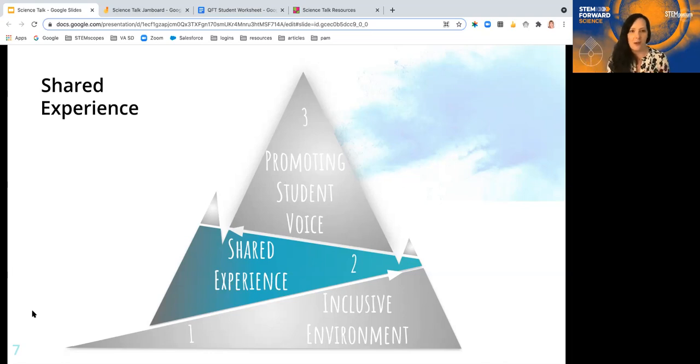The students are going to take whatever experiences they're having, they're going to bring it to the classroom, but we can't always predict what that is going to be when we're trying to create an equitable situation in that inclusive environment. So that really brings us to number 2, which is all about the shared experience. That's going to be the second part of our journey.